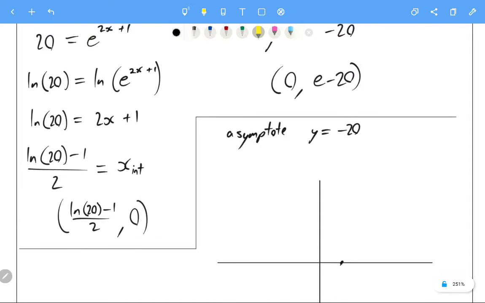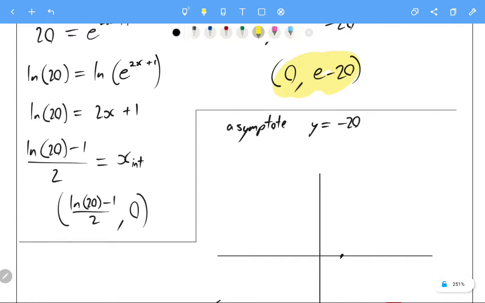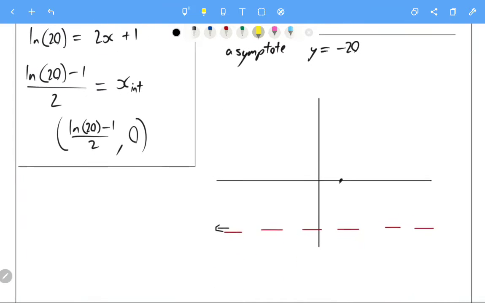Let's look at our y-intercept. Well, our y-intercept is actually going to be 0 and then a negative number, e minus 20. The reason is e is about 2 and 20 is about 20, and 2 minus 20 is a negative number. So this is going to be down here somewhere. And so this is going to be the point 0, comma e minus 20. And this is going to be the point (ln of 20 minus 1) over 2, 0.